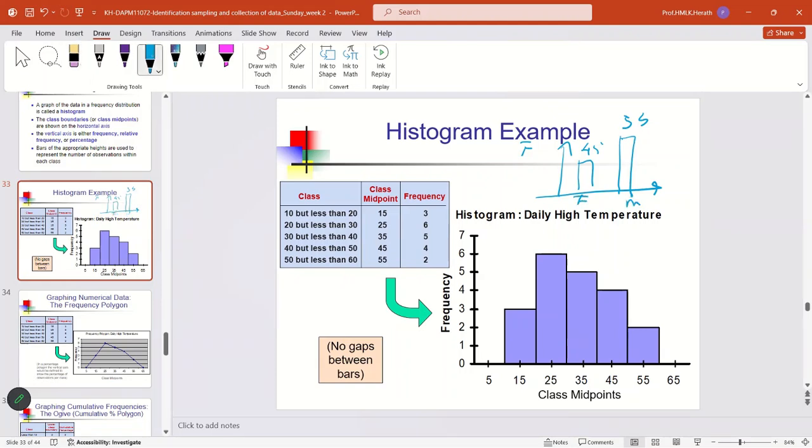Female, male. So this is a frequency plot for categorical data. It also talks about the distribution, but the bars are disconnected.